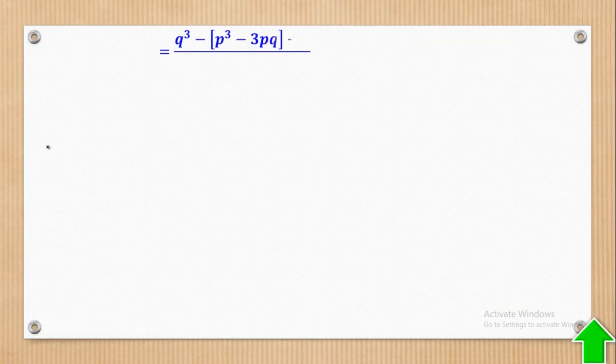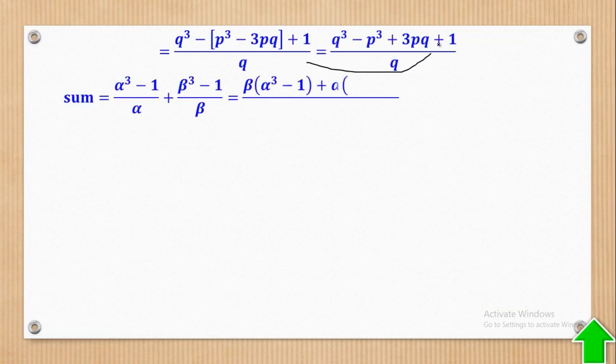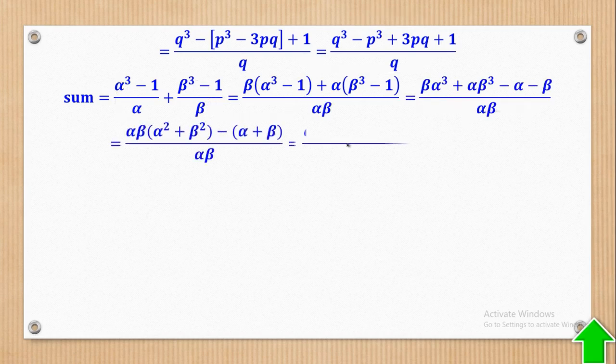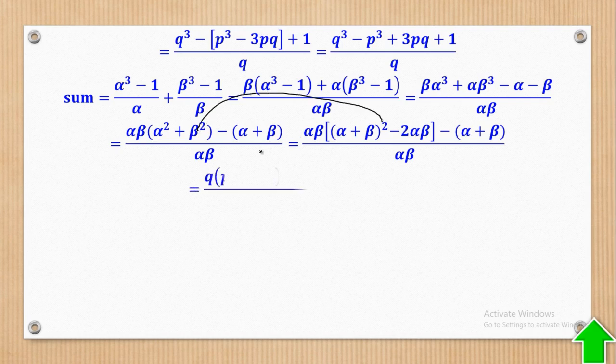So when you substitute, you shall come up with that, simplify, and be able to come up with this as the product. What about for the sum? Sum still add, get the LCM, expand the numerator, factorize, and this one can still be simplified to that. Therefore, now I can substitute and expand.